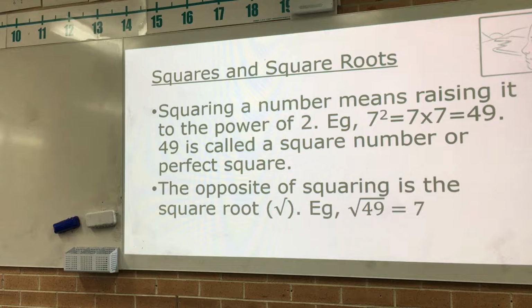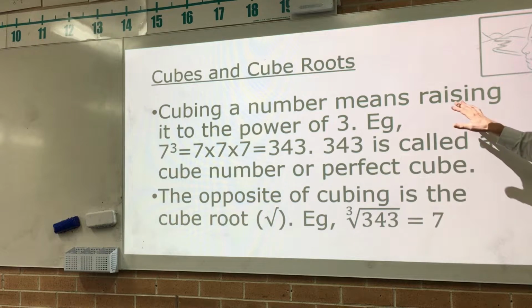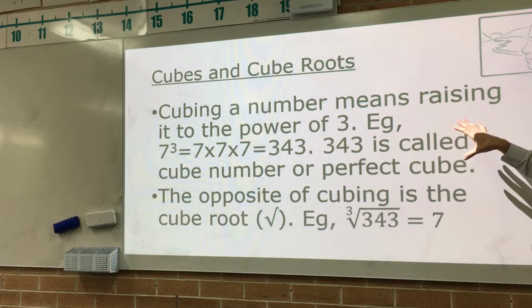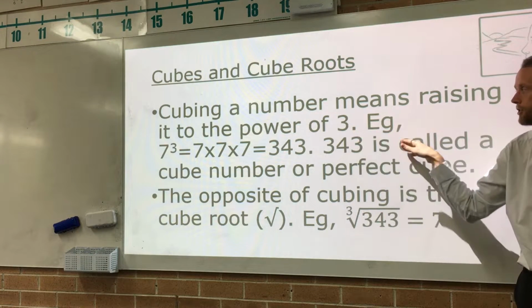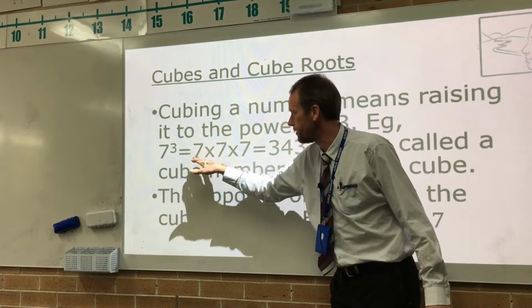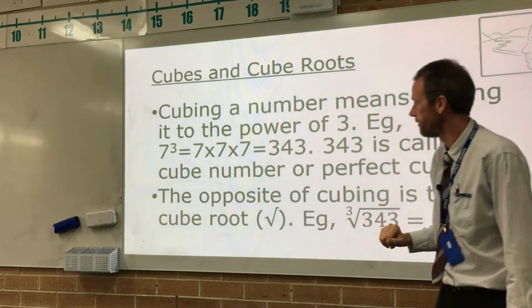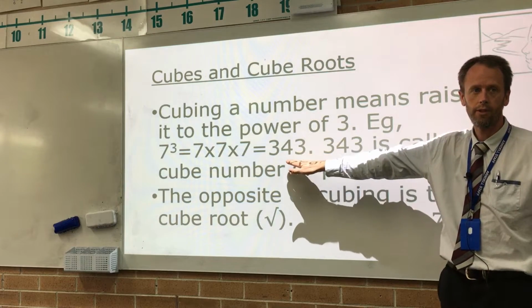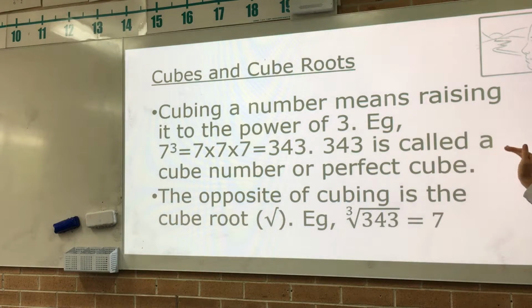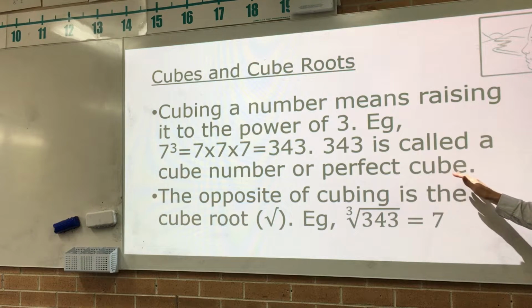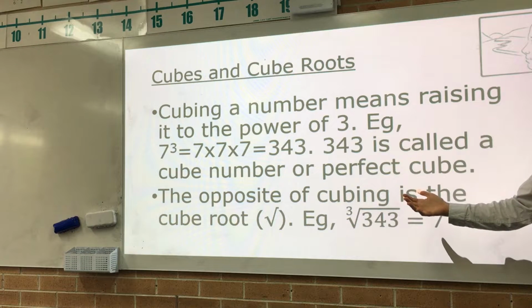But there's also cubes and cube roots. Same concept though. Cubing a number means raising it to the power of 3. For example, 7 to the power of 3 is equal to 7 times 7 times 7. And the answer is 343.